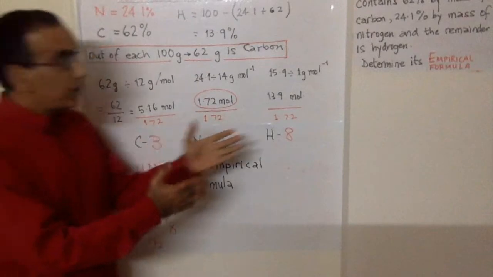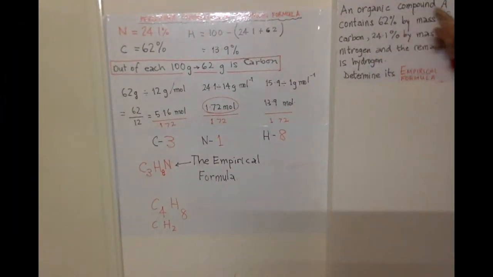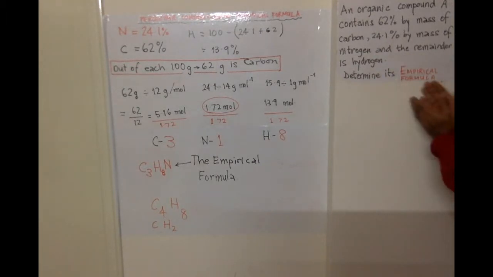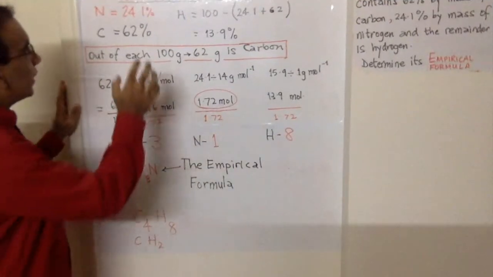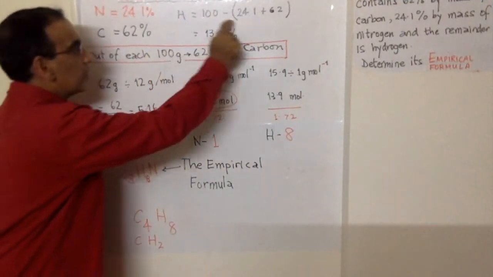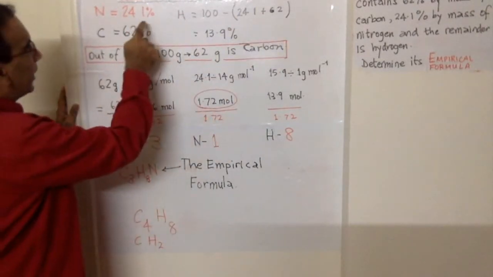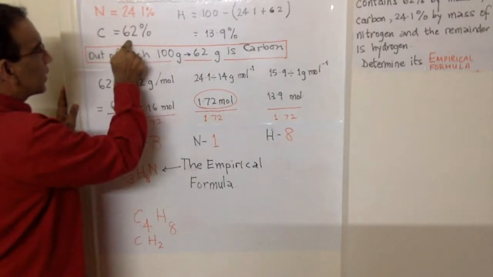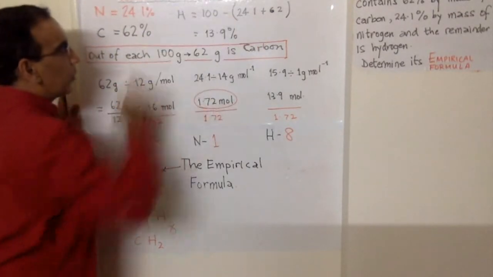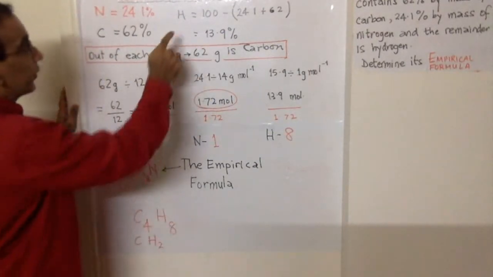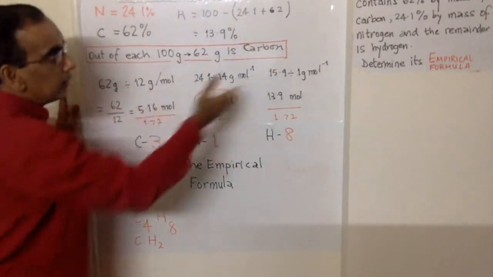But how do you solve a problem like this one? An organic compound A contains 62% by mass of carbon, 24.1% by mass of nitrogen, and the remainder is hydrogen. Determine its empirical formula. Now, to do this, you begin first by determining the percentage of hydrogen, which is not given in the question, but you can find it by taking the sum of 24.1 and 62 and subtracting that from the 100%, to get a value of 13.9% for the amount of hydrogen in the compound.